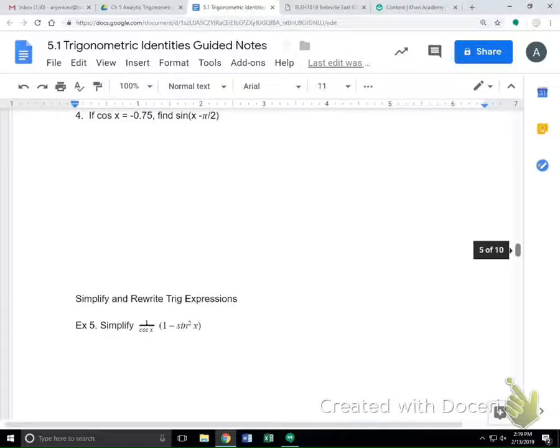Question, we want to find cosine of x minus pi over 2 if we know that sine of x equals negative 0.37. I scrolled too far.